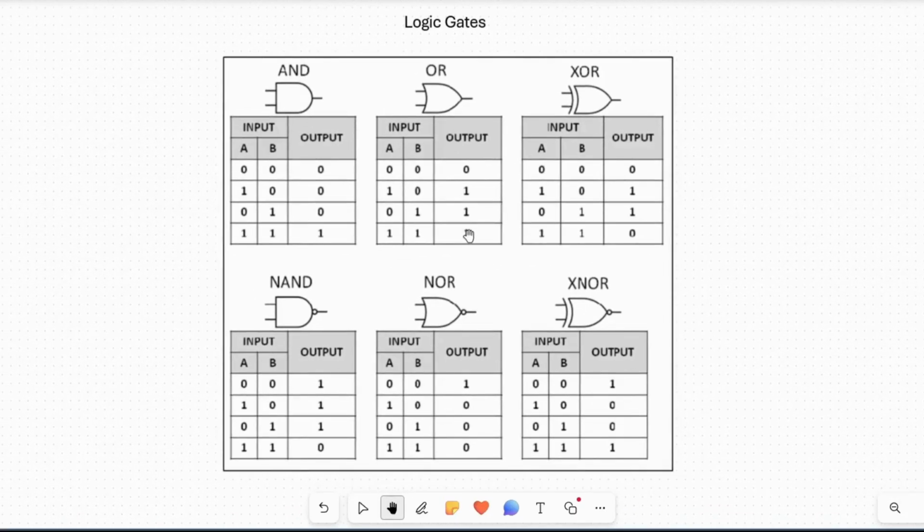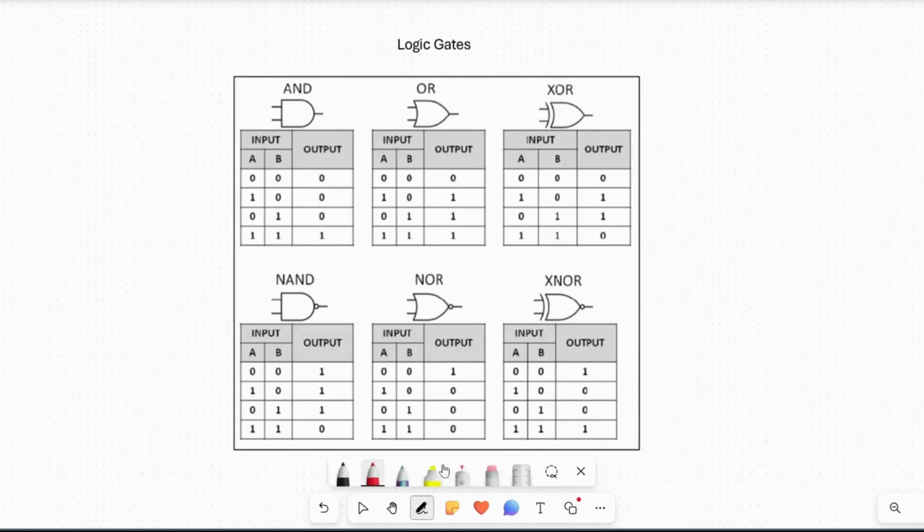So let's talk about the logic gate. Most of you already know about logic gates: AND gate, OR gate, XOR gate, NAND gate, NOR gate, and XNOR gate. AND gate, basically, it's multiply. If we multiply 0 and 0, we get 0; 0 and 1, 0; 1 and 0, 0; 1 and 1, 1. And OR works like a summation: 0 0 gives 0, 0 1 gives 1, 1 0 gives 1, 1 1 gives 1. And XOR is similar, but when the data is the same, the output is 0.